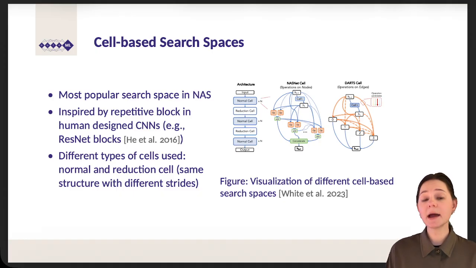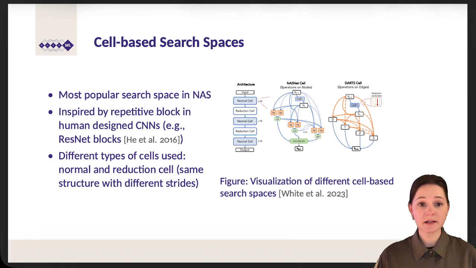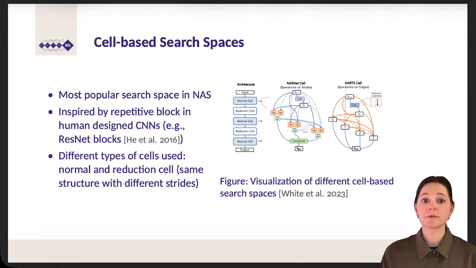We can use different types of cells. We can use normal cells or reduction cells, where the reduction cell has the same structure but uses different strides.